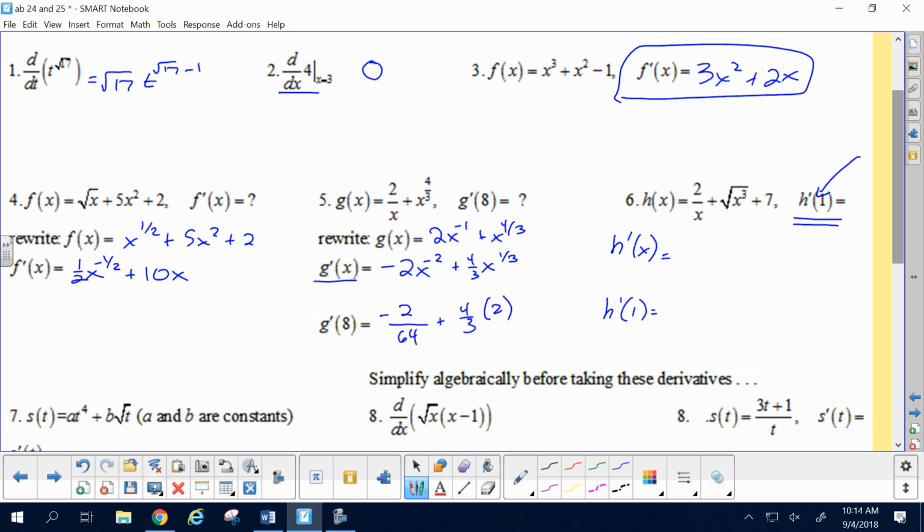What is the general derivative of 2 over x, or 2x to the negative 1? Negative 2x to the negative 2. What's the derivative of x to the 3 halves? 3 halves x to the 1 half. And what's the derivative of 7? Nothing. Okay, so h prime at 1 is negative 2 over 1 to the negative 2, which is just 1, plus 3 halves times 1 to the half, which is just 3 halves. So did you get something like negative 2 plus 3 halves, or maybe negative 1 half?